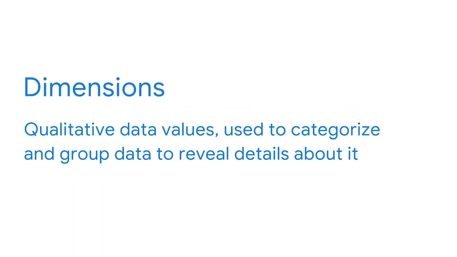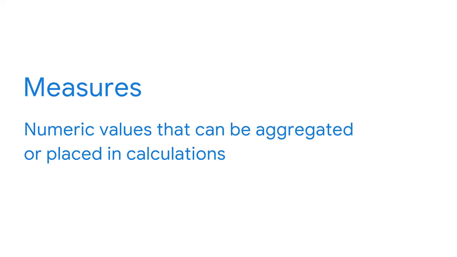Tableau divides all the data fields into 2 broad data types: dimensions and measures. You can tell them apart based on the icons Tableau assigns to each field. Dimensions are qualitative data values used to categorize and group data to reveal details about it. Measures are numeric values that can be aggregated or placed in calculations.